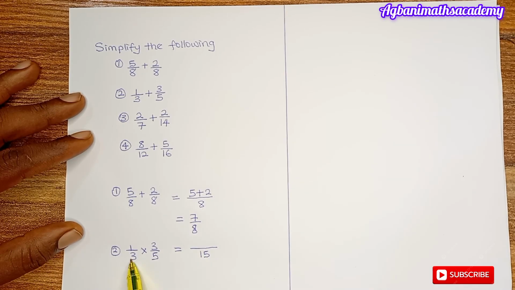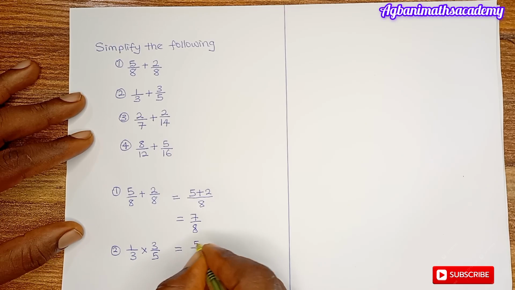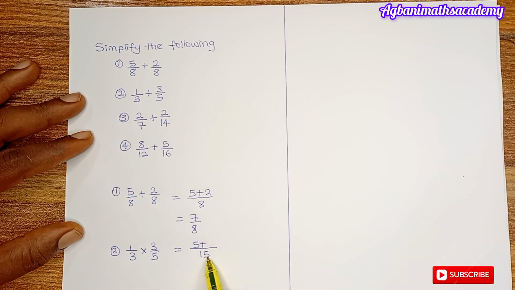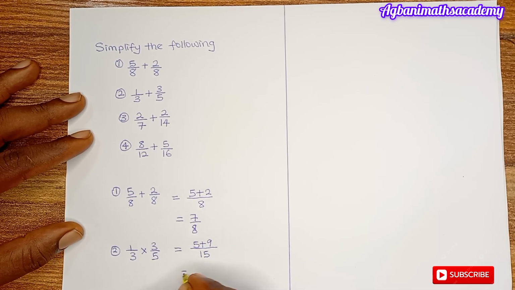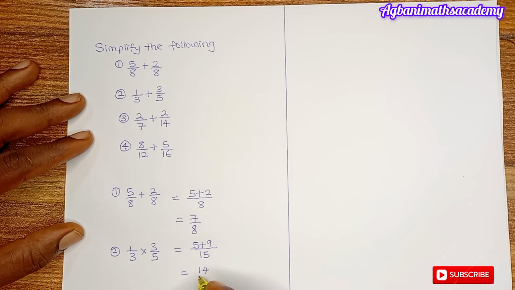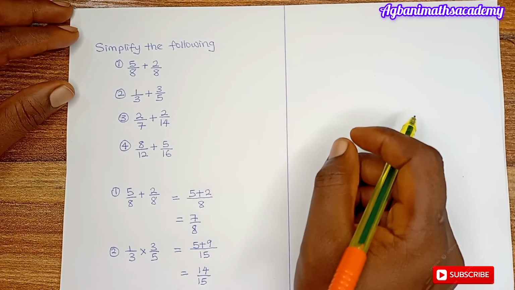So 15 divided by 3 gives you 5. 5 multiplied by 1 gives you 5. Plus 15 divided by 5 gives you 3. 3 multiplied by 3 gives you 9. So for this question, your final answer will be 5 plus 9 is 14. So we have 14 all over 15. That's good. Okay, let's look at the next one.